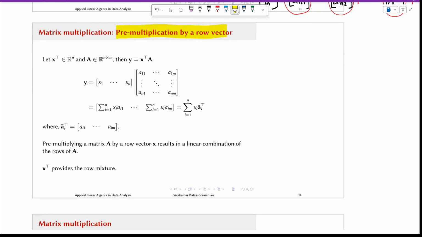We can similarly extend this idea to row vectors. But now you can't do a post multiplication. For example, if I have A, which is n cross m, I can't multiply it by a row vector. What is the shape of this vector? It'll be 1 cross something. I can't do this because n and m don't match. So post multiplication by a row is not possible. But I can do this. What should be the shape of X transpose? It'll be 1 cross something.